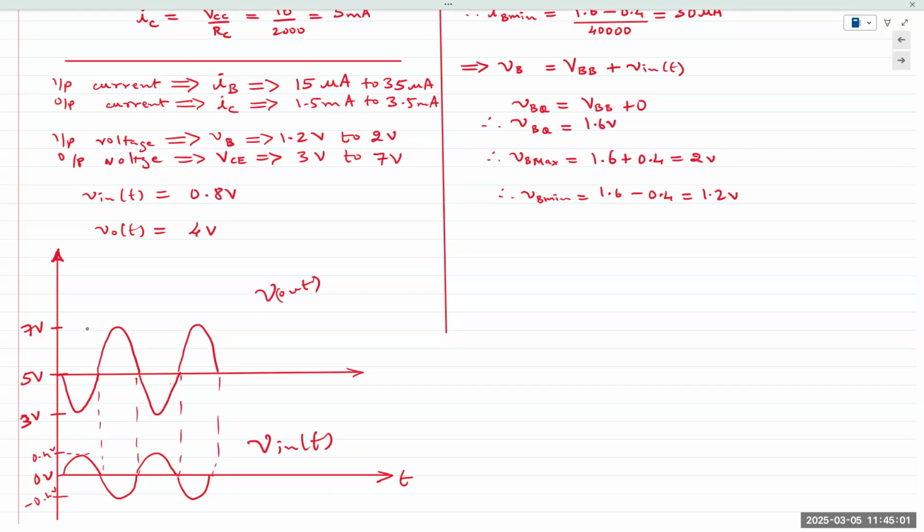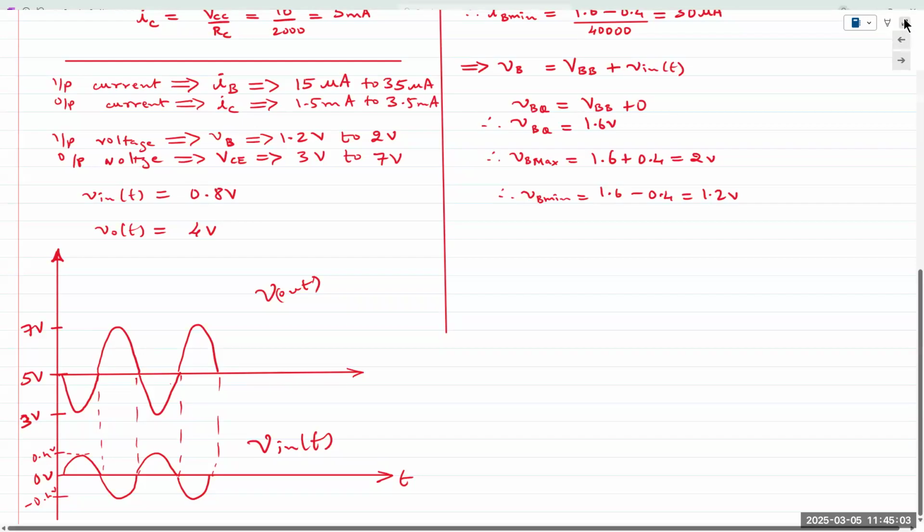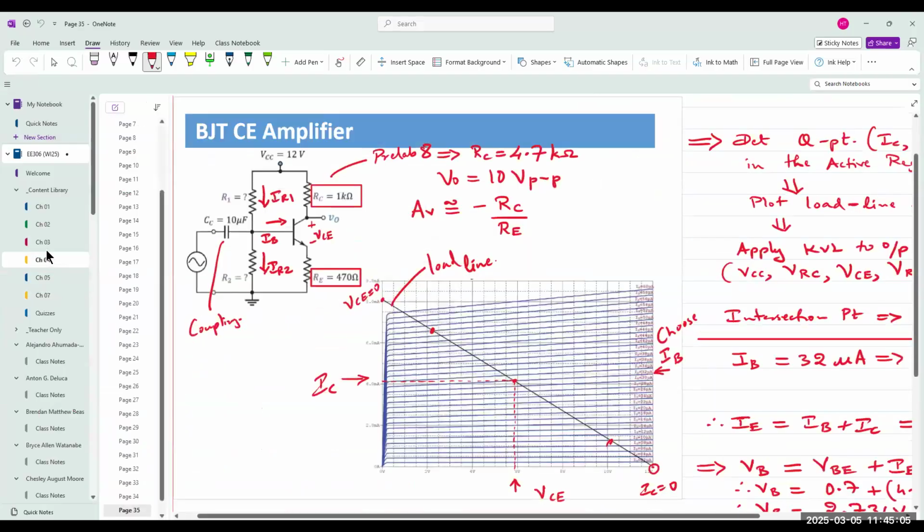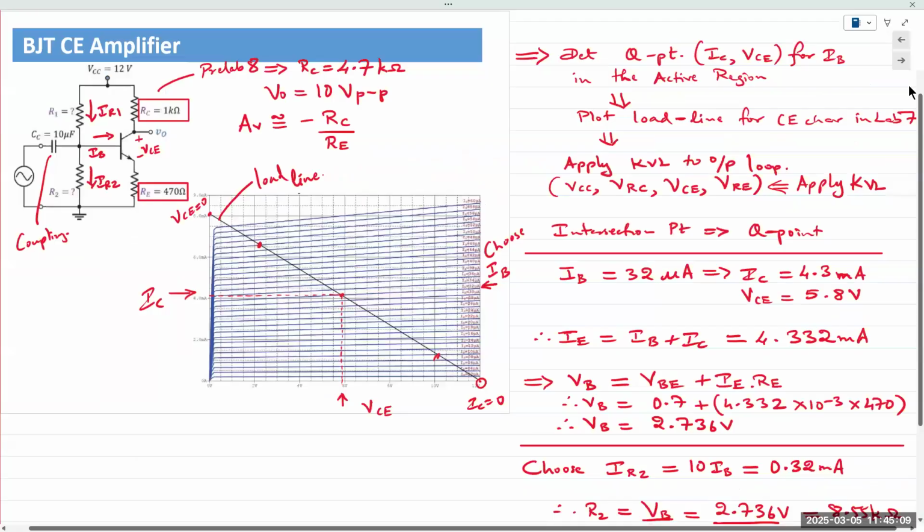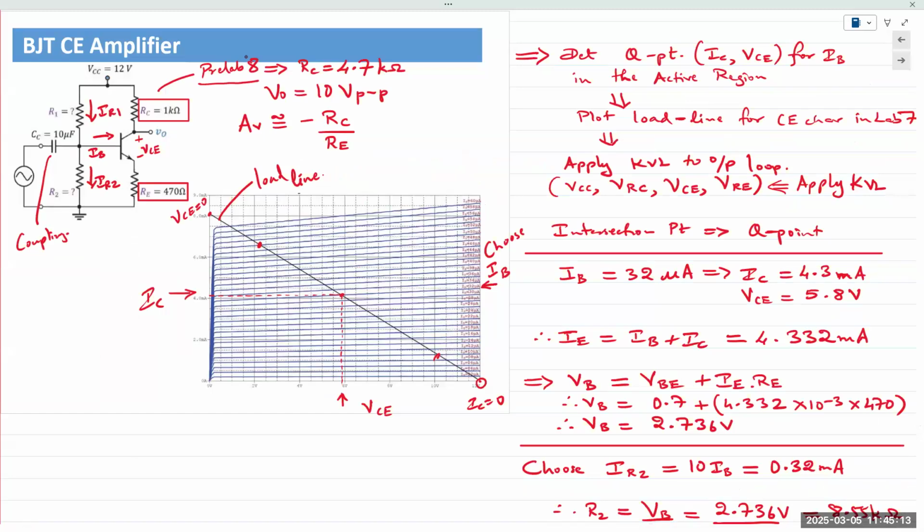All right, let's go back to the design we did in chapter 4. So this was the last slide of chapter 4. Remember, I said this is what you would do in Prelab 8. In this particular example, my RC was 1 kilo ohm, RE was 470 ohms. And then in Prelab 8, RC is 4.7K. Everything else is to be determined.